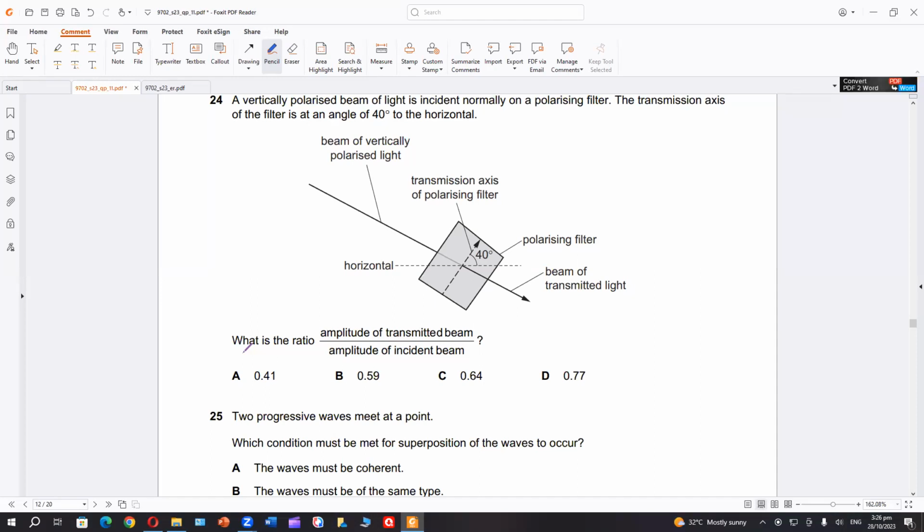What is Malus's law? Can we recall it? I is equal to I naught cos squared theta. I naught is the incident one, right? So I should make it like this, I upon I naught. Now this is the equation.